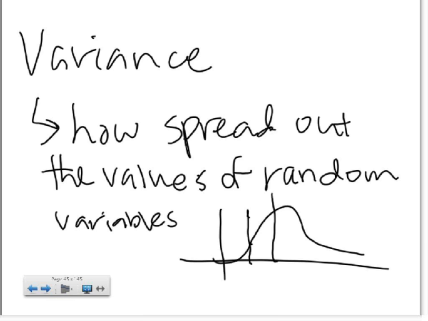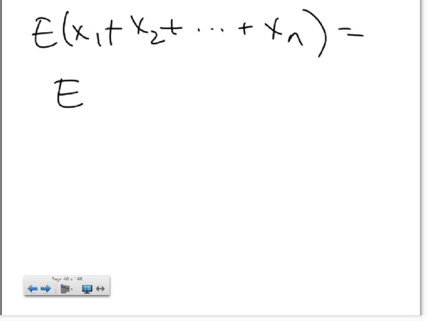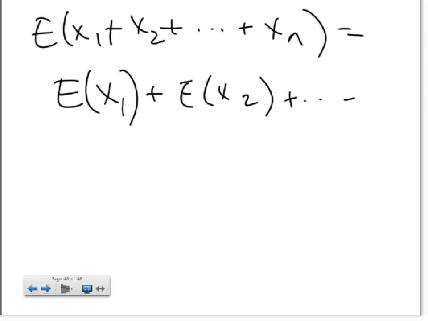Next, Lyndon is going to talk about linearity of expectations, and he's going to prove that. Okay, so like we mentioned, the expected value of X1 plus X2 up to Xn equals the expected value of X1 plus the expected value of X2, and so on and so forth.